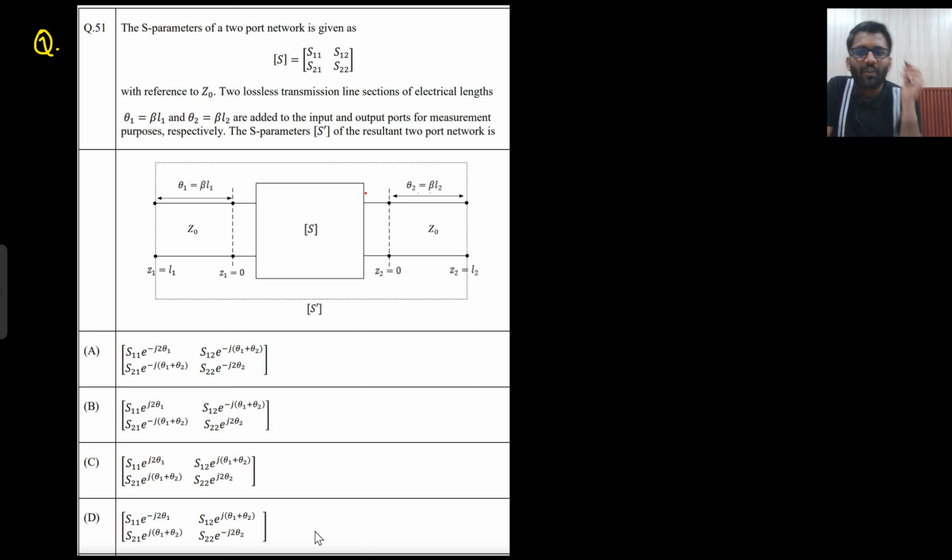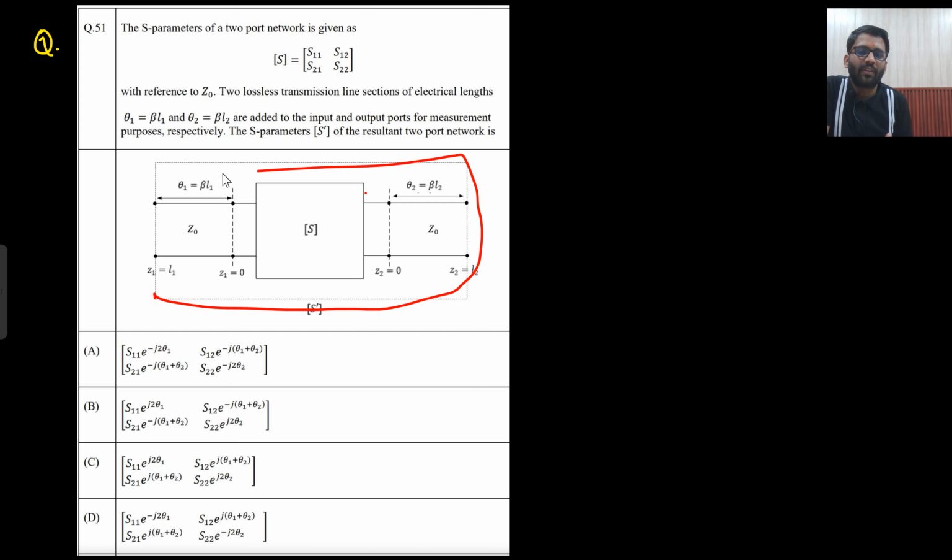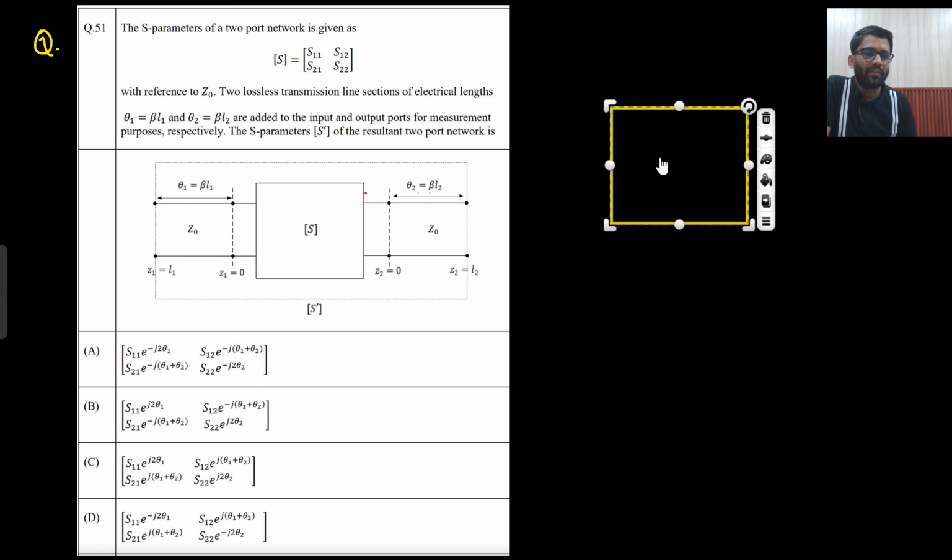Now what you need to find? You need to find the S parameters of the resultant two-port network. That means this is your resultant two-port network. You need to find the S parameters of this resultant two-port network. So if any network is given, how do we find its S parameters?